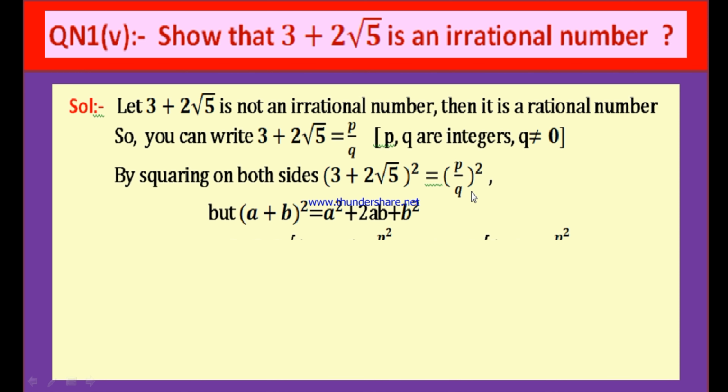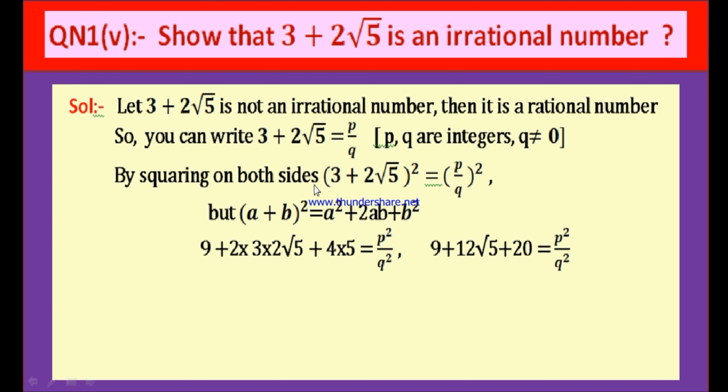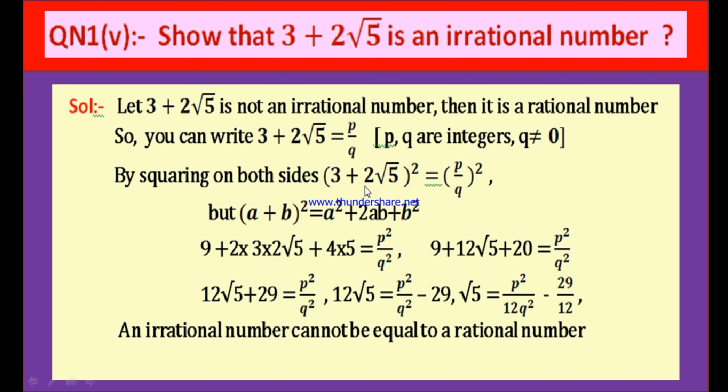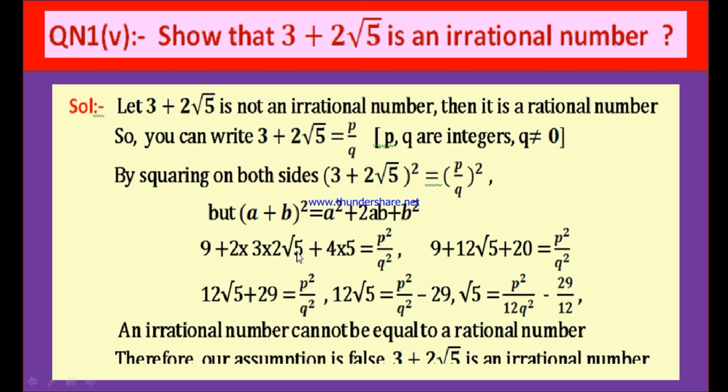LHS whole square is equal to RHS whole square. LHS is in the form of A plus B whole square. We know the formula for A plus B whole square: A plus B whole square is equal to A square plus 2AB plus B square. Now if you apply it to 3 plus 2 root 5 whole square, A value means 3 and B value means 2 root 5. A square means 3 square is 9, plus 2AB, 2 into 3 into 2 root 5, plus B square is 2 root 5 whole square. 2 square is 4 and root 5 whole square is 5, is equal to P square by Q square.